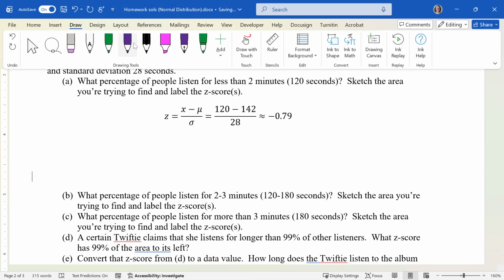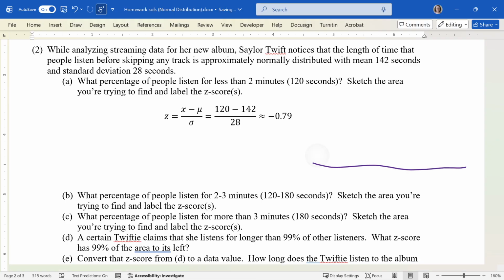All right. Let's do it in purple so I at least feel enthusiastic about it. Okay, so here's my standard normal curve. It has a line under it. It has a hump. Kind of looks like a bell. That's good enough. Okay, the mean is in the middle here.